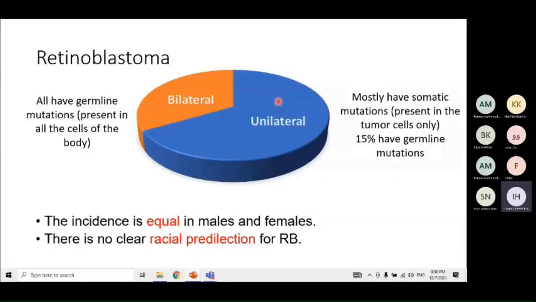So it's important to understand a bit more about the genetics of retinoblastoma. We need to differentiate between unilateral cases and bilateral cases. Bilateral cases, all of them have what we call germline mutations, and we will know the difference between the germline mutation and the somatic mutation. Most of the unilateral cases have somatic mutations. Some of them may have germline mutation, but whenever you find a bilateral case, it's impossible to be due to a somatic mutation. There's no gender predilection, so it's equal in males and females, and there is no race predilection.